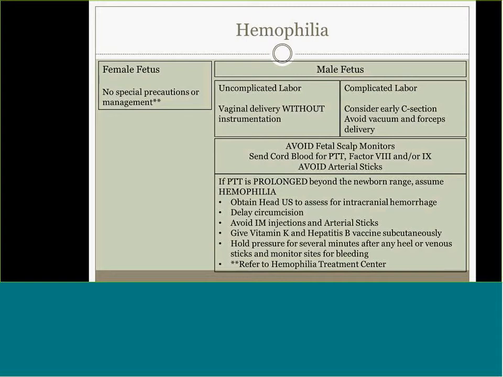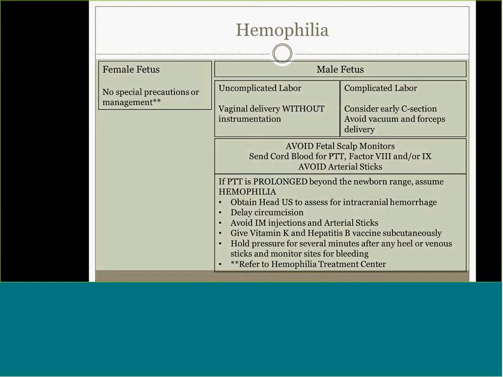You can send the cord blood for everything that we need to diagnose hemophilia in a neonate. You can send it for a PTT, and if you know whether it's 8 or 9, you can send it for both, or you can send it for one. And really what this does is it avoids venipuncture later in life, but you can venipuncture the kids. You absolutely want to avoid arterial sticks in patients with suspected hemophilia.